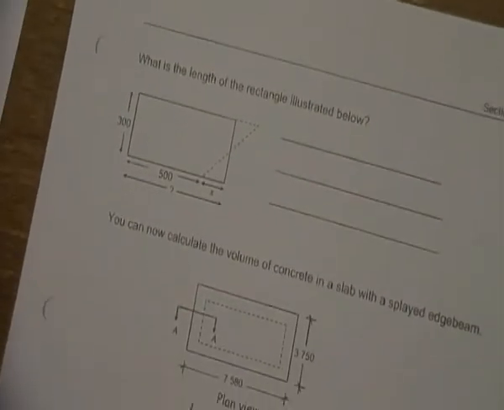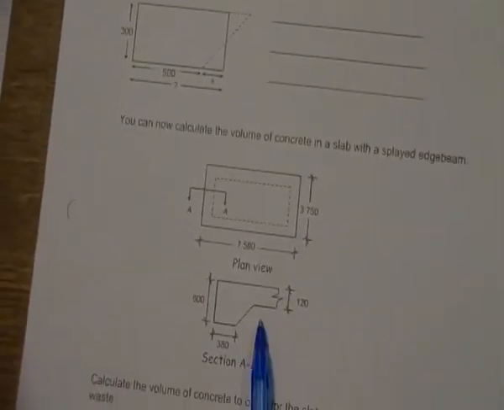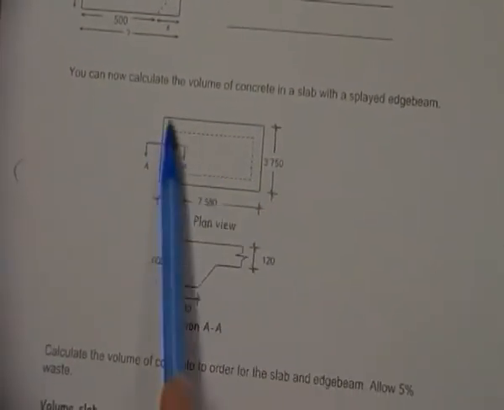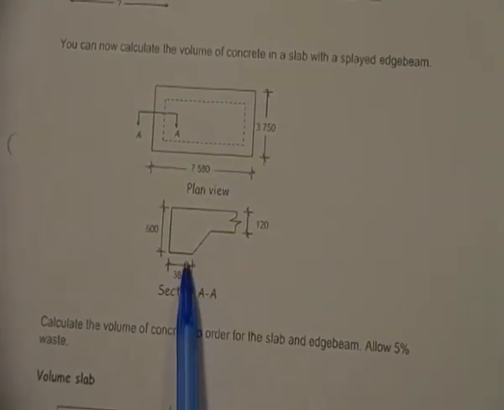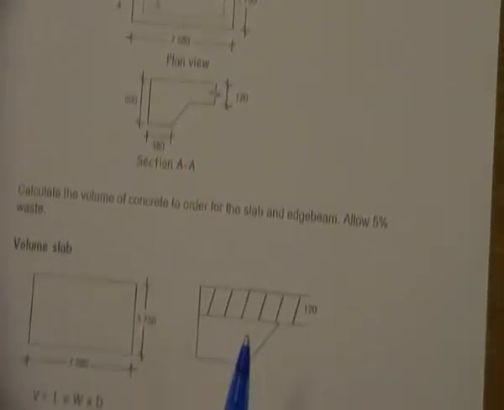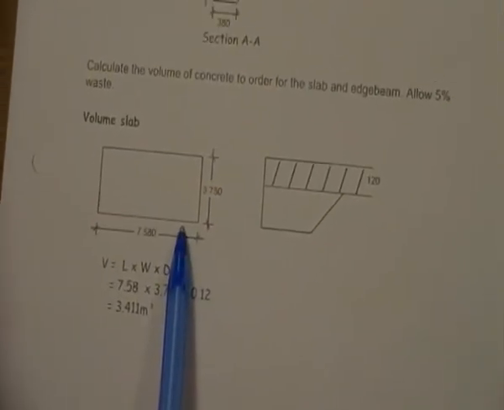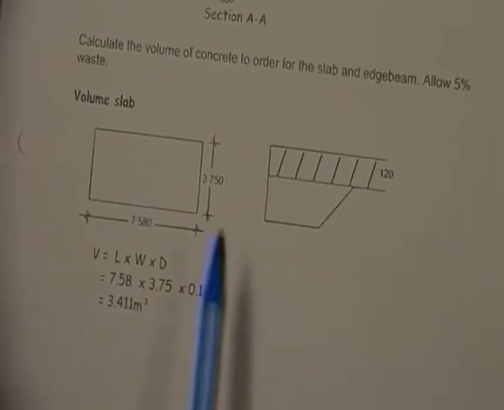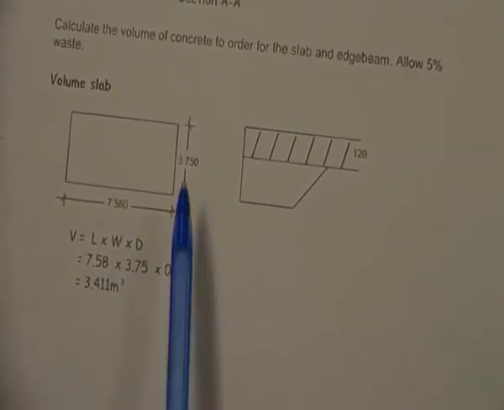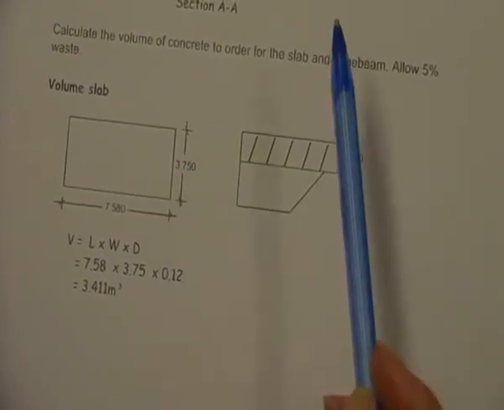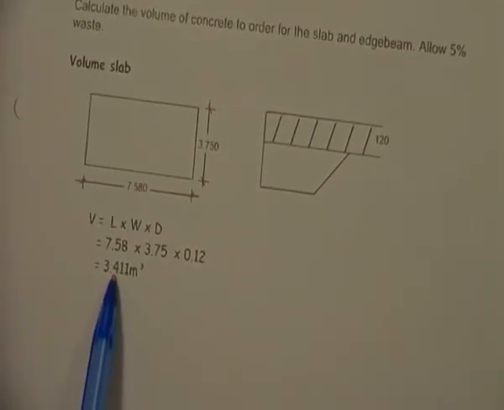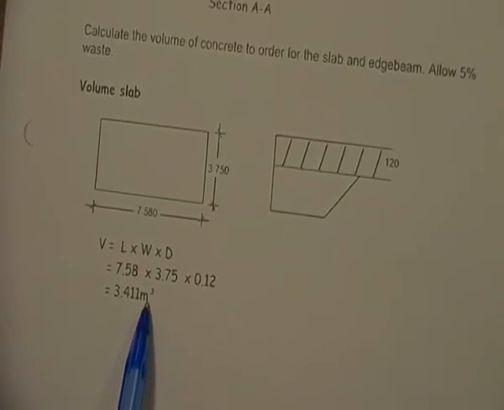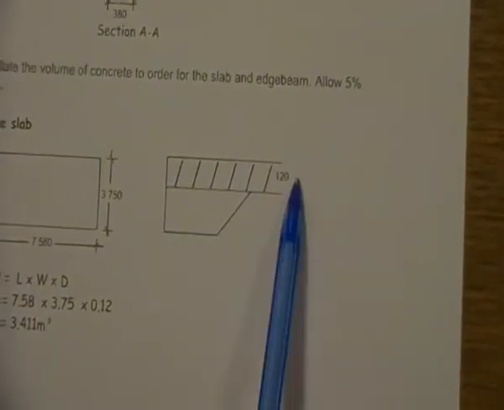This is what it will look like when we're presented with a job. You'll have this slab, your edge beam underneath, and then this is with a splay. So we're going to break the picture down. Our slab is going to be like normal, length times width times depth. Length times width times the depth of 120 there gives us our figure of 3.411 meters cubed. So that's our slab.